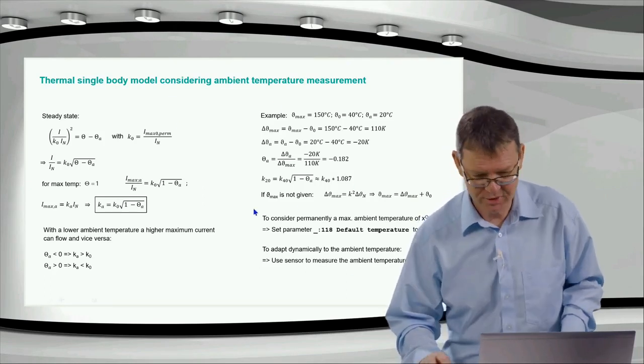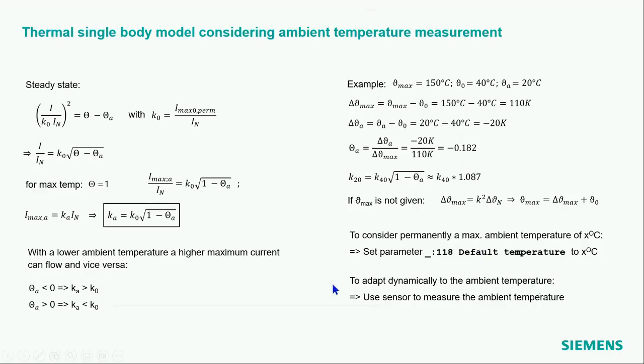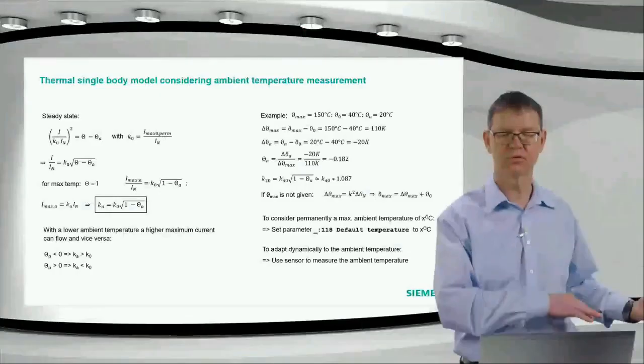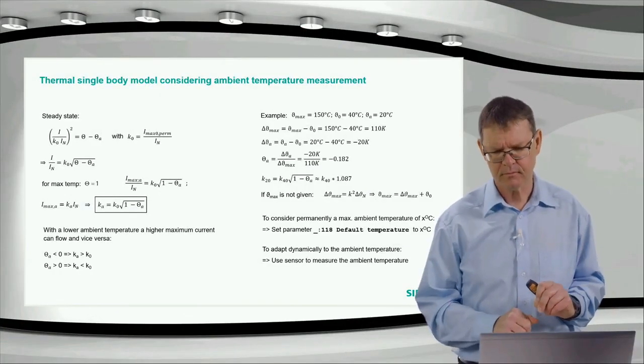Okay, why do I have then a setting here? Simply if that sensor measurement does not work anymore, the sensor is broken, the wiring is cut or whatever, then the relay needs some temperature to continue the calculation, and this would be the default ambient temperature. It's called default temperature in the settings here. So then the relay comes back to that value and continues to calculate with that value.